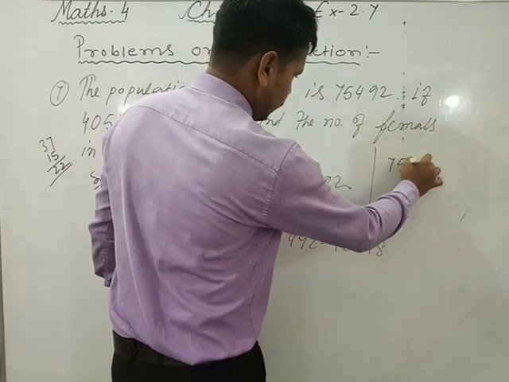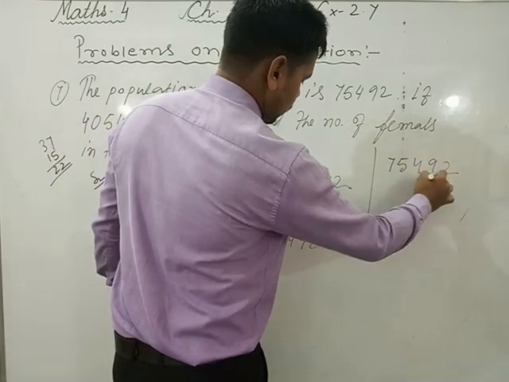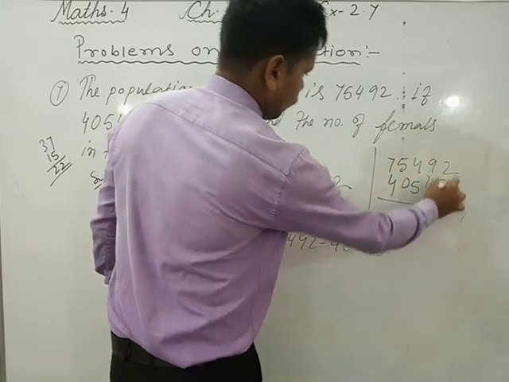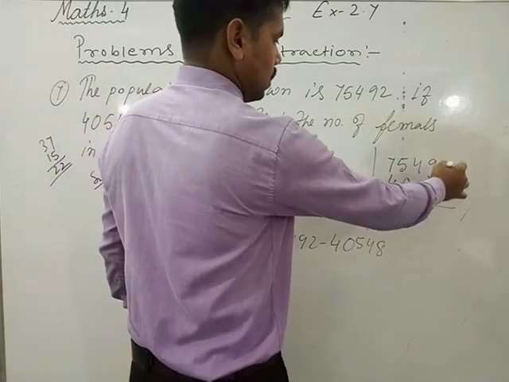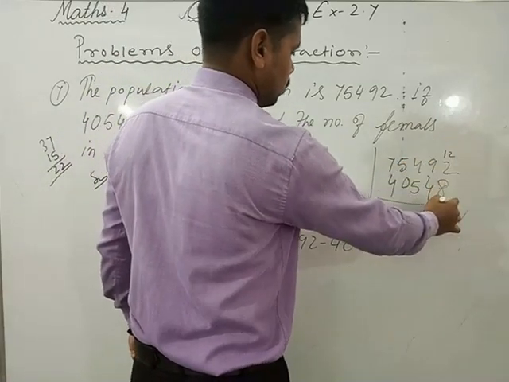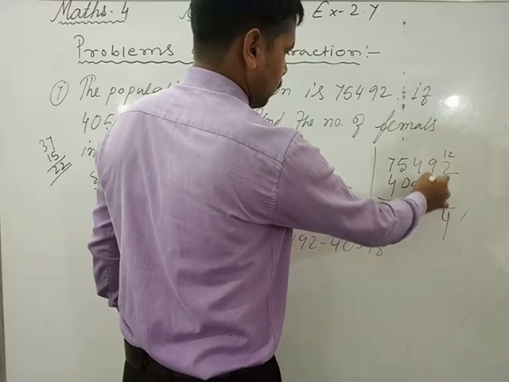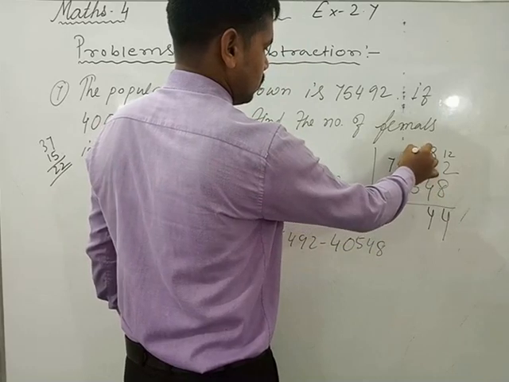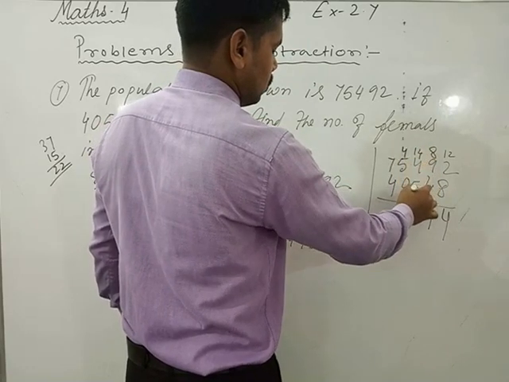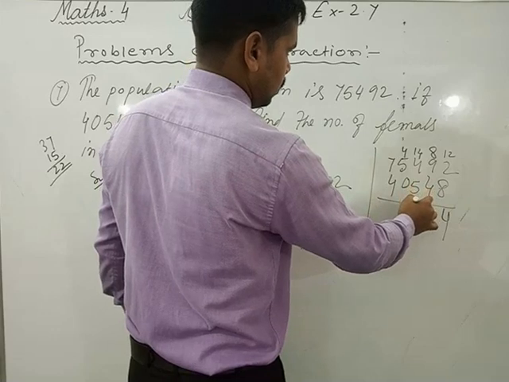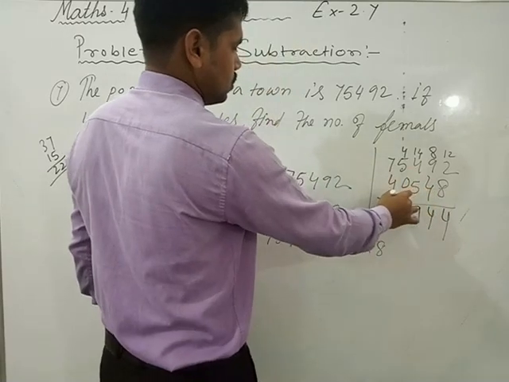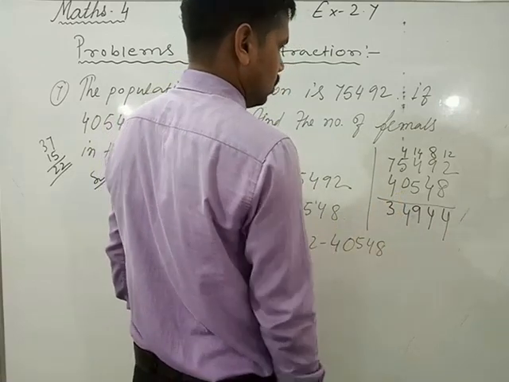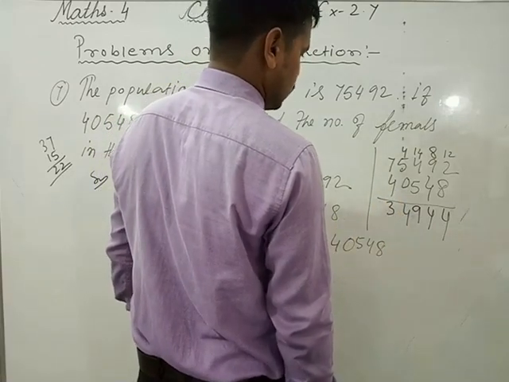So 75492 minus 40548. This is 2, so let's take one carry from here. It will be 12, minus 8 is 4. Then this is 14, so this will be 4. Then 5 minus... No, somewhere we are making mistakes.